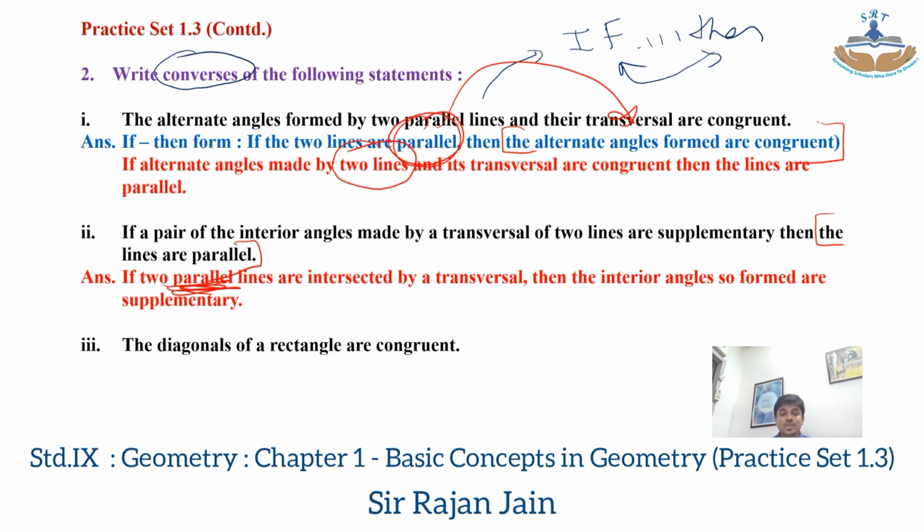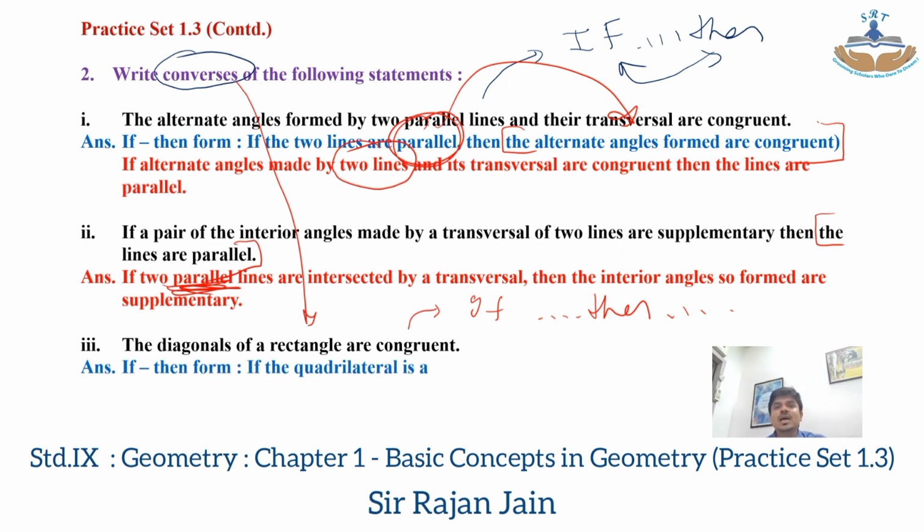Okay? Next question. Diagonals of a rectangle are congruent. Now this is a problem. To write the converse, first I have to get its if-then form ready. So what will be the if-then form? If the quadrilateral is a rectangle, then its diagonals are congruent. Its converse: if the diagonals are congruent, then the quadrilateral is a rectangle.